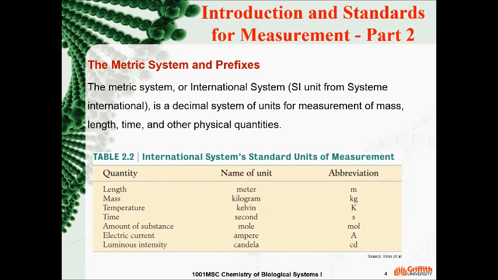In this system, scientists agreed to use only one unit for each type of measurement. For example, length is measured by meters, mass by kilograms, temperature by Kelvin, and seconds to measure time. Using the SI system makes communication easier between scientists, as it is recognized globally.